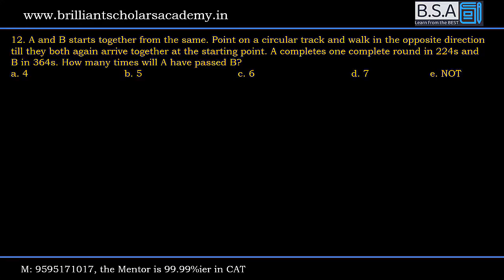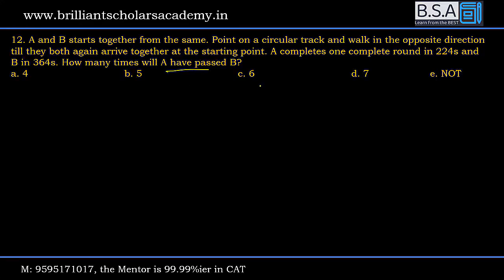A and B start from the same point on a circular track and walk in opposite directions till they both arrive together at the starting point. A completes one round in 224 seconds and B in 364 seconds. How many times will A have passed B?